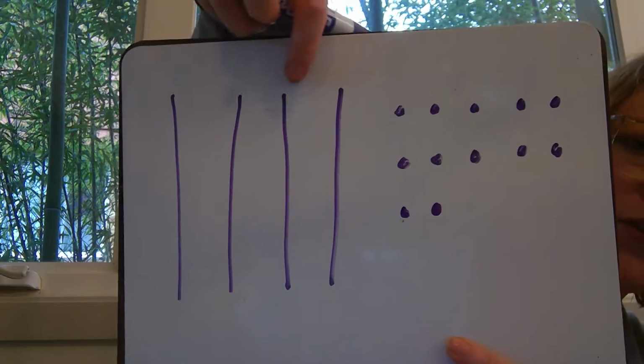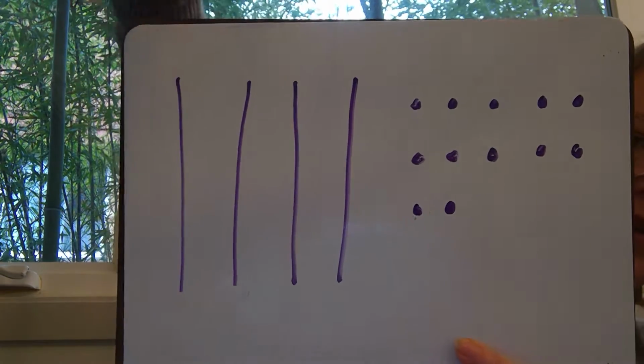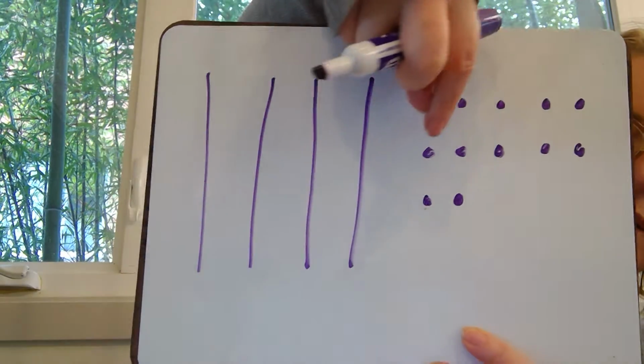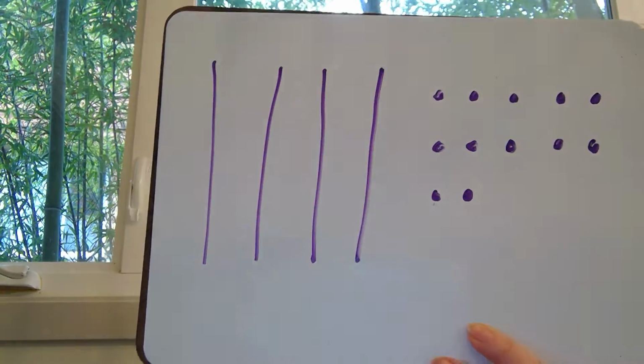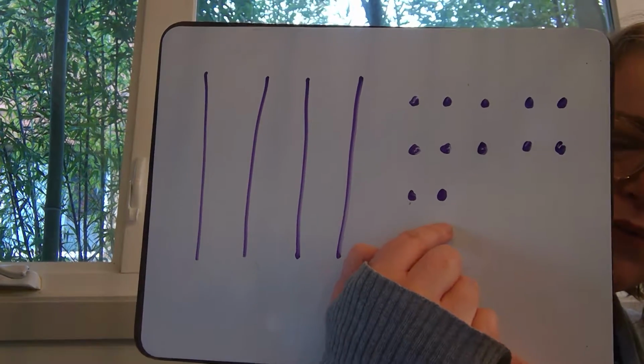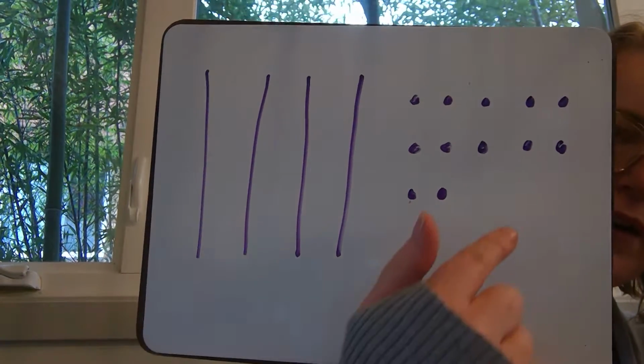10, 20, 30, 40. That didn't change. But what do we have over here? 5 and another 5. 5 plus 5 is 10, 11, 12. So we have 40 here and 12 here. How much is that? How much is 40 and 12?